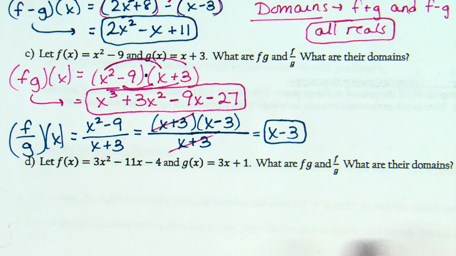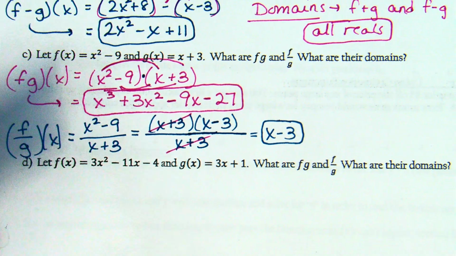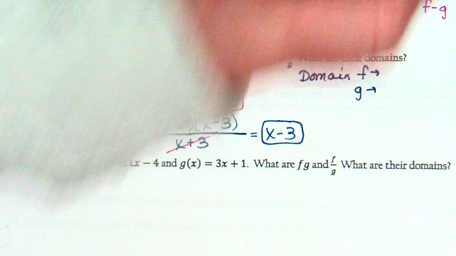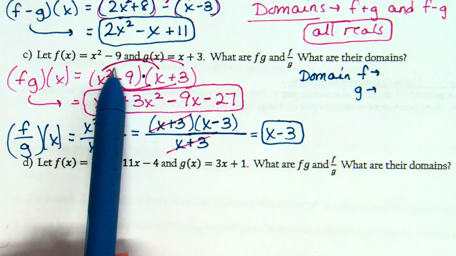Okay. Now, to finish off this question, we also have to talk about domain. We have to talk about domain of FG and domain of F divided by G. Before I do that, though, let's look at them individually real quick and talk about the domain of F and the domain of G. As you look at F was x squared minus 9. Are there any numbers we can't put in there? No. You can take any number you want, square it, subtract 9. So the domain of F is all reals.